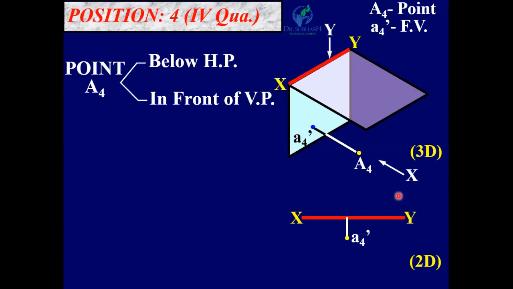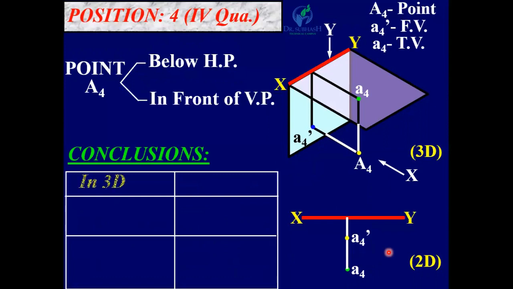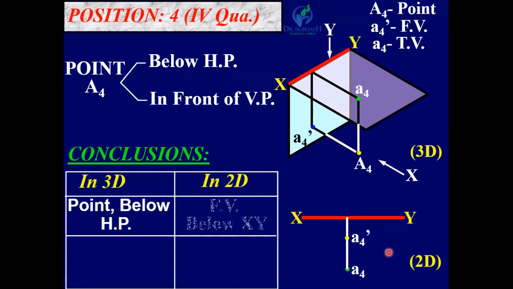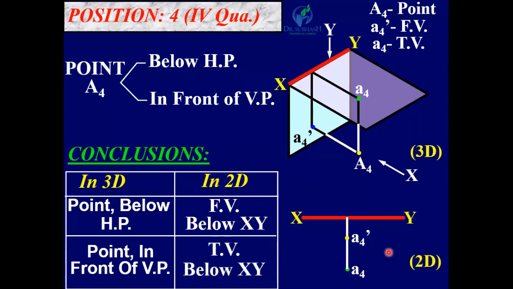Now looking from the top, its top view is on HP A4. Okay, now if we rotate this horizontal plane 90-degree clockwise direction, so this A4, it will be below XY line. So here in this case, you can see both front view and top view are below XY line. So conclusion, point below HP, front view below XY, point in front of VP, top view below XY.